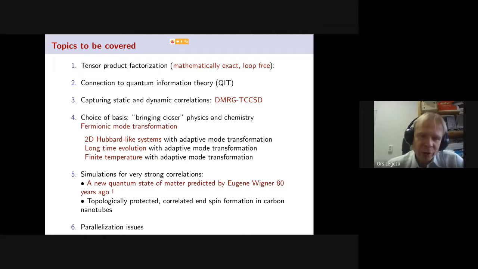So I will show something on these two-dimensional Hubbard-like systems, also for long-time evolution. I think finite temperature I will skip now because of lack of time. But I will show something like some DMRG simulation on the new quantum state of matter predicted by Eugene Wigner some 80 years ago. Then maybe something about these topologically protected correlated end spins in carbon nanotubes. Then I briefly mention polarization issues and some of these multipartite entanglements.